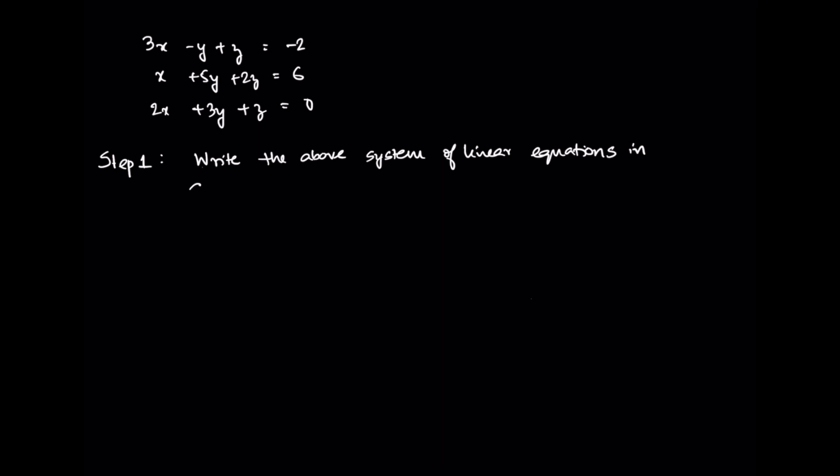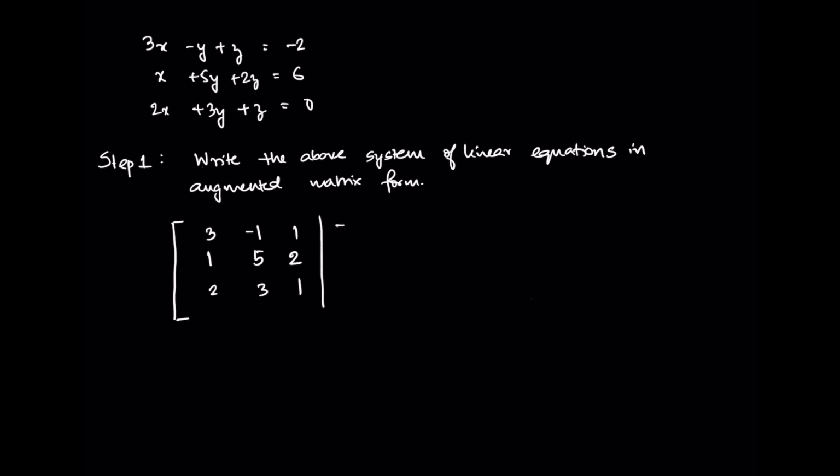In augmented matrix form, and this form looks somewhat like this. We simply write down the coefficients on the left hand side, and we put a bar in the middle and write the RHS on the right hand side. And on this augmented matrix form, we will carry out elementary row operation.